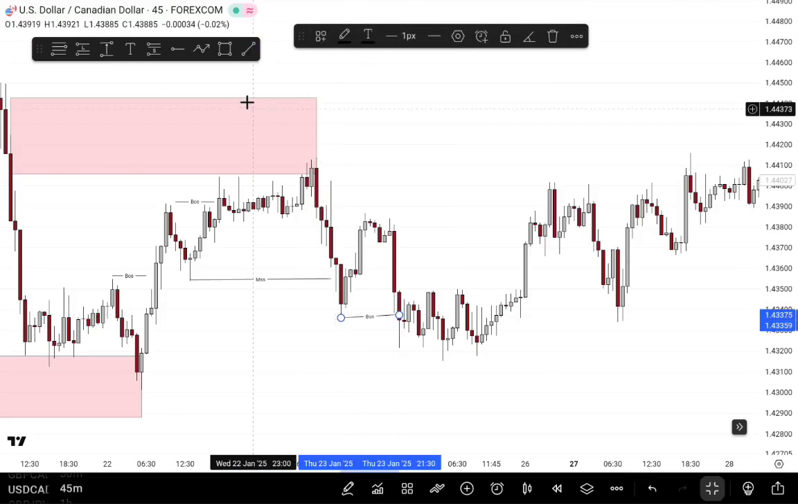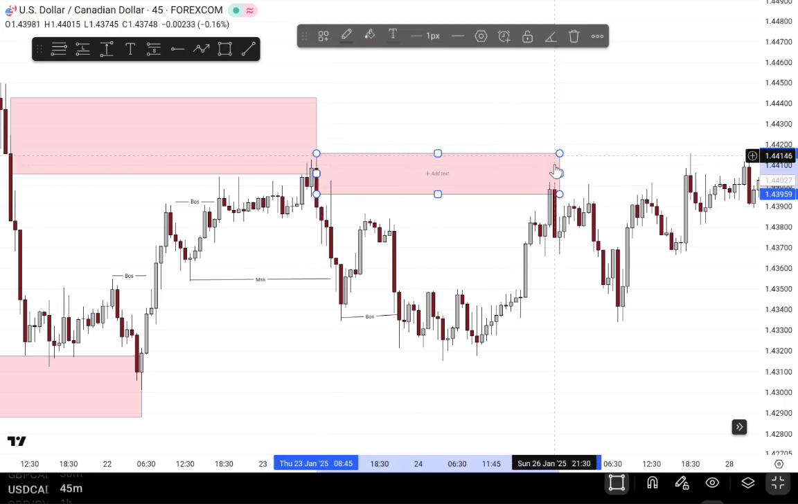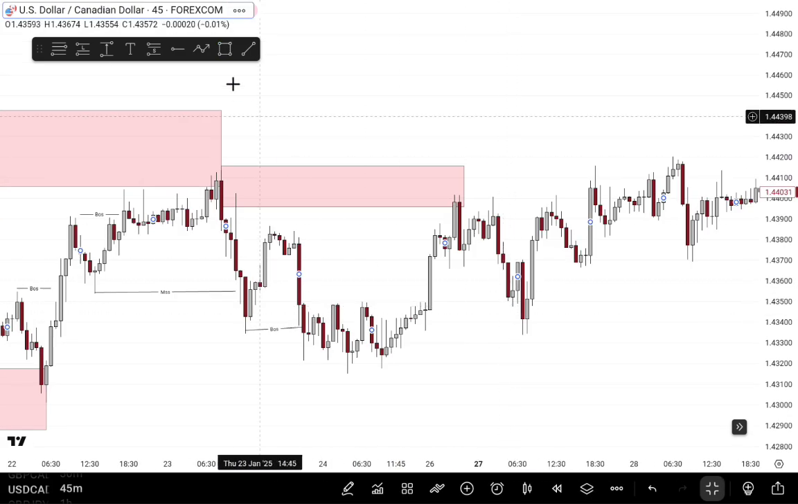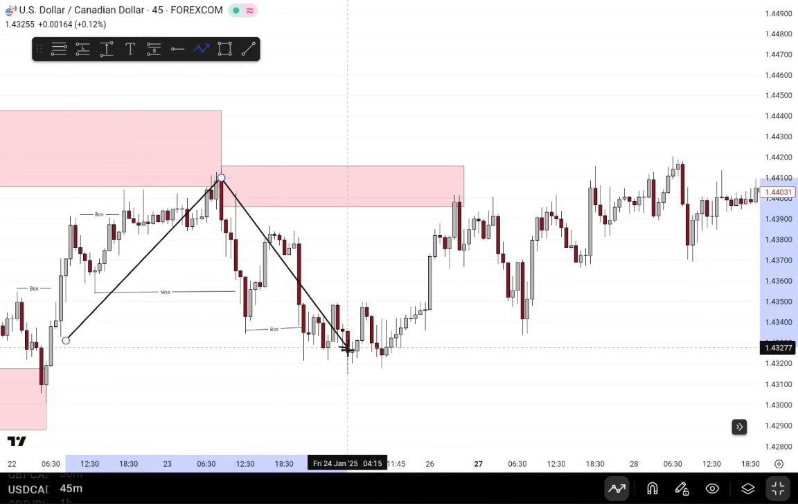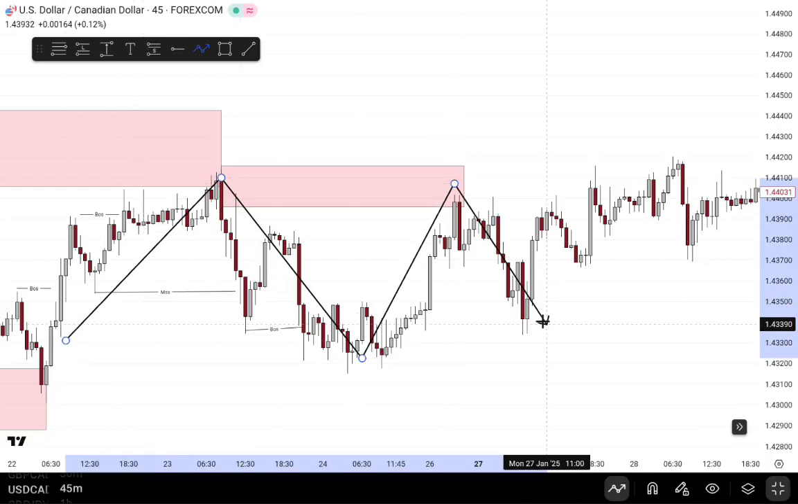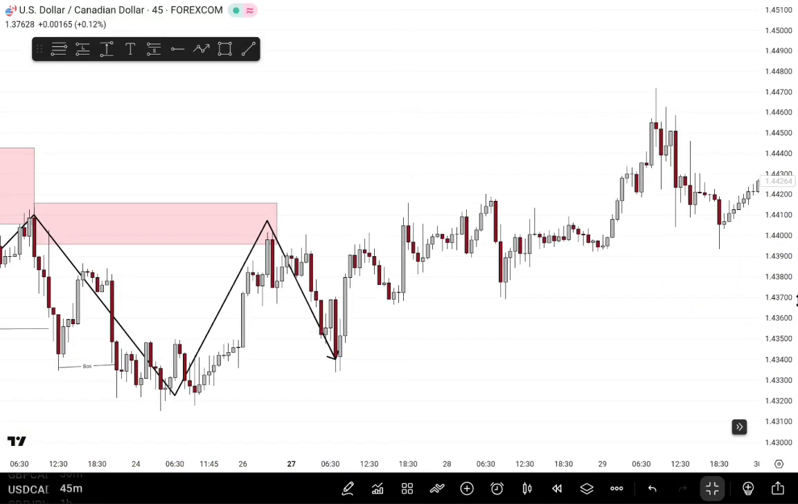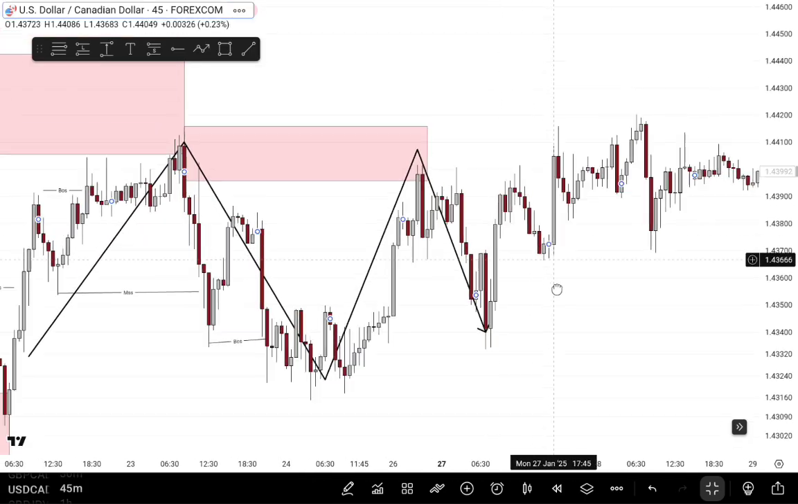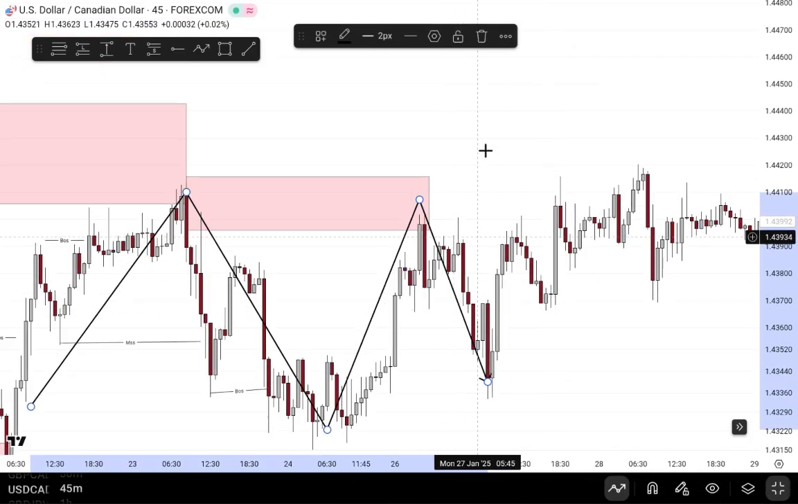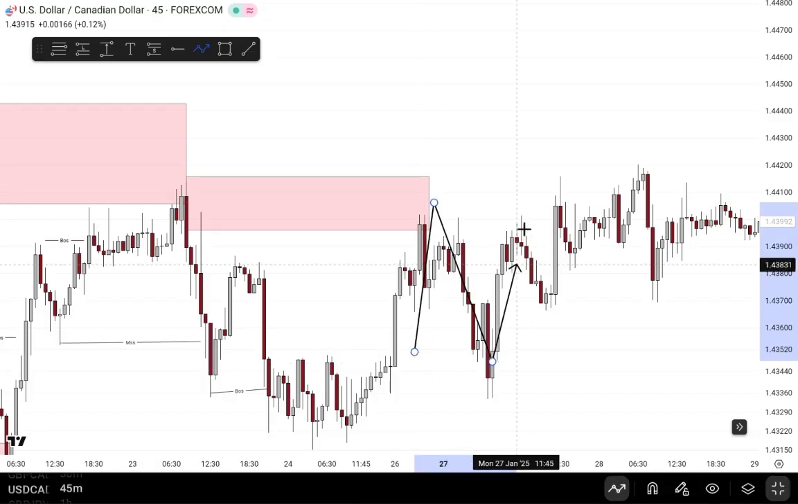And this is a supply zone in which many people want to sell from. You can see how price gets to that supply zone and gives a reaction. Alright, so after the reaction, price consolidates a little bit, struggling between the buyers and the sellers at this point.